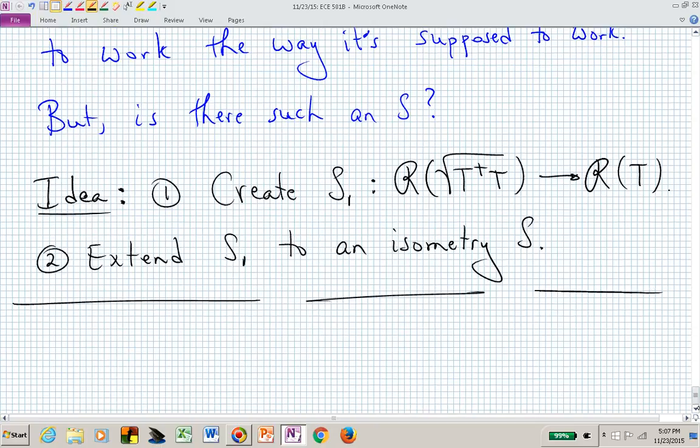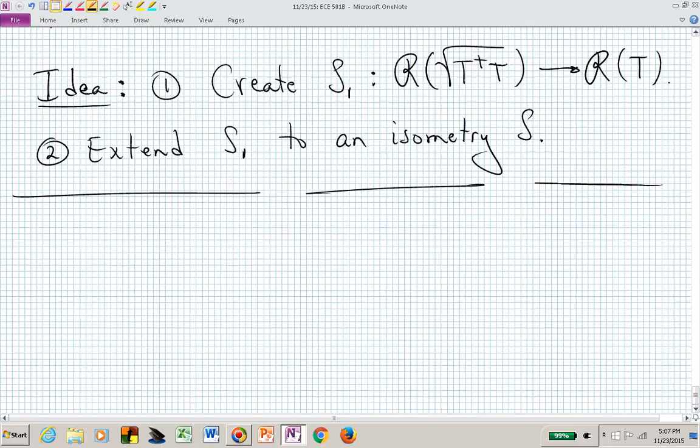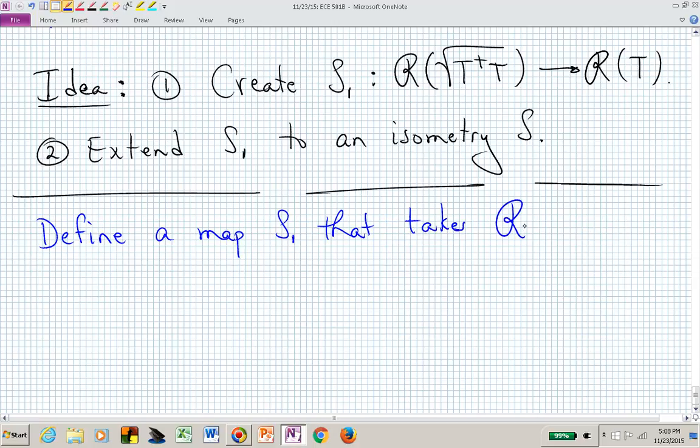First, then, let's work on S1. That's the biggest piece of this. So let's now define a map, an isometry S1 that takes the range of the square root of T dagger T to the range of T.